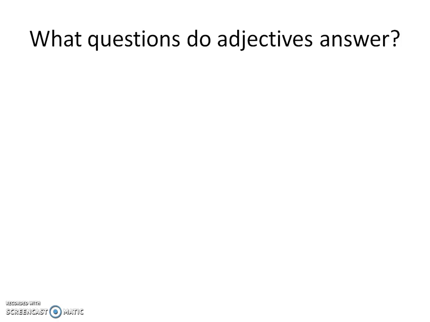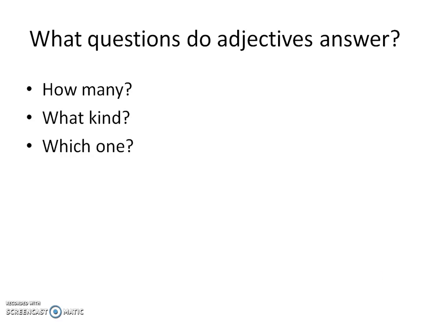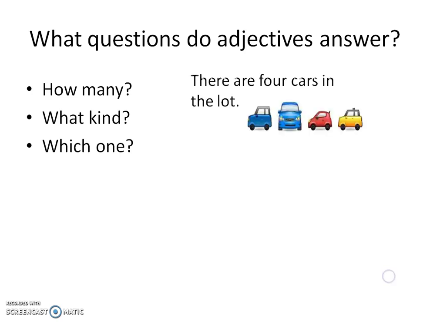A lot of times adjectives answer 3 questions, and that kind of helps you know whether or not a word's an adjective. For the most part, an adjective will tell you how many, what kind, or which one. For example, there are 4 cars in the lot. How many cars? 4. So here 4 is the adjective. It's answering how many cars.